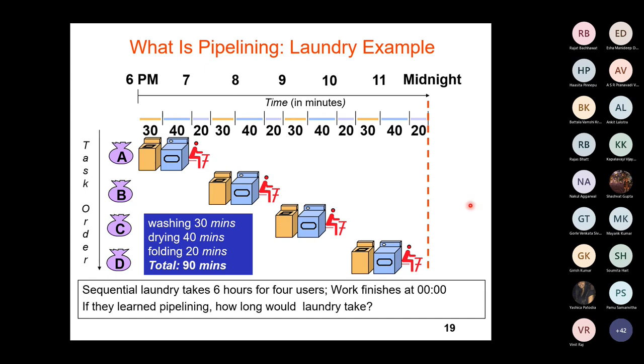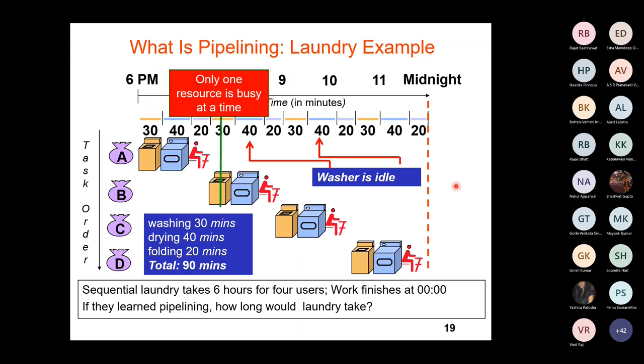Suppose you have this knowledge of pipelining, which is obvious. Here, for example, you can see that at this time instant, the dryer is busy, but the washer is free. Only user B is using the dryer, and the washer is now idle. So there are many places. Similarly here, the washer is idle. The idea behind pipelining is to utilize this idle time. Notice that in single cycle instruction, only one resource is busy at any instant of time.